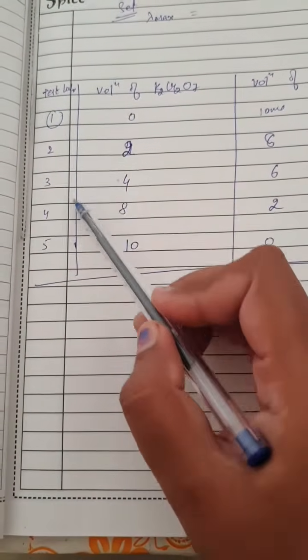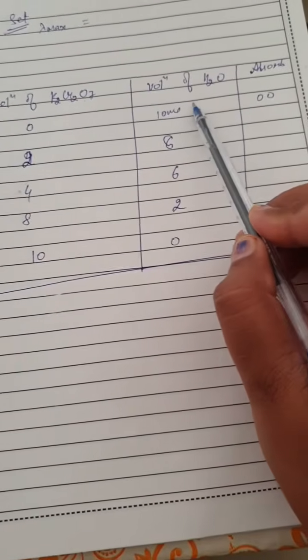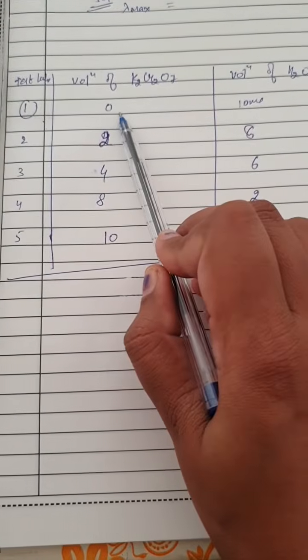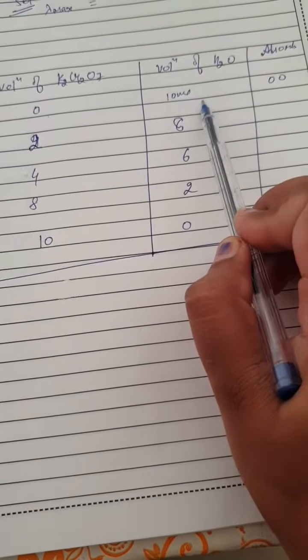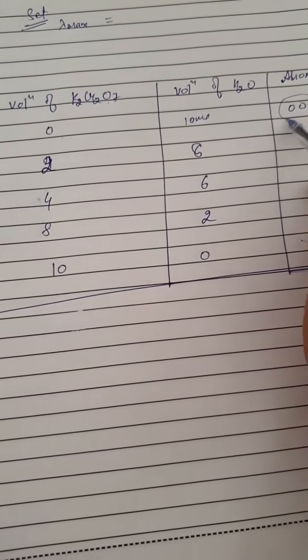हमने numbering कर दिया each test tube की. Volume of potassium dichromate and volume of water is changed. In the first tube 0 ml potassium dichromate and 10 ml of the water. When pure water is used, we have auto set the reading at 0 absorbance.